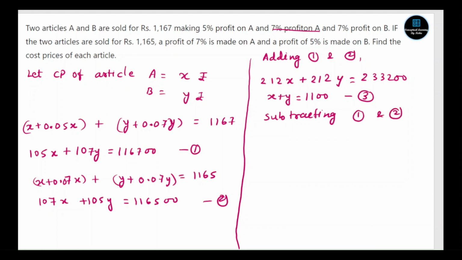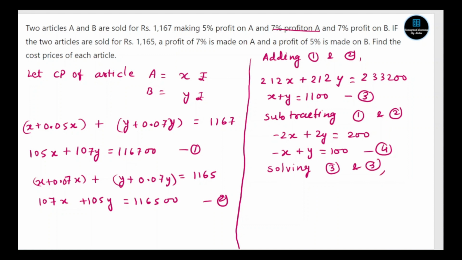And same way if I subtract 1 and 2, what do we get? Negative 2x plus 2y equals 200, and now dividing by 2, so minus x plus y equals 100, and this is my equation 4. Solving 3 and 4, we can eliminate x. So 2y equals 1200 and y we'll get 600. Right? So y we got 600 and x will be 500.